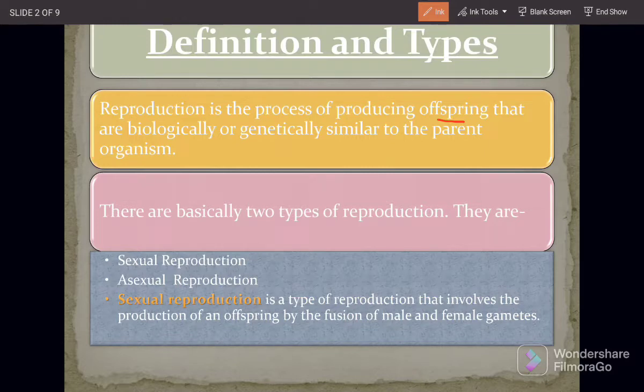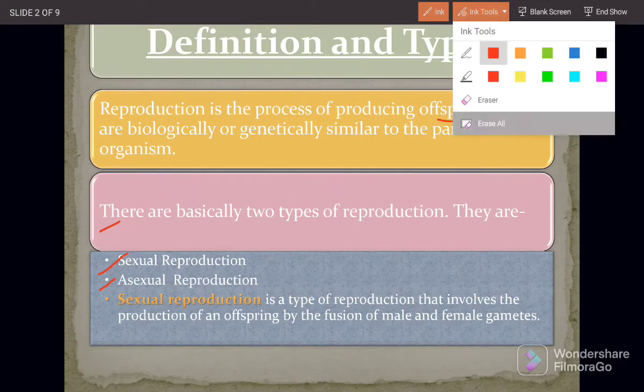If a reproduction occurs, it results in the production of offspring that will be similar to the parent organism, both biologically and genetically. It means the outer appearance and the internal appearance are all the same. Phenotypic and genotypic characters will be the same as those of the parents. That is reproduction. Now, reproduction is basically of two types: sexual reproduction and asexual reproduction.